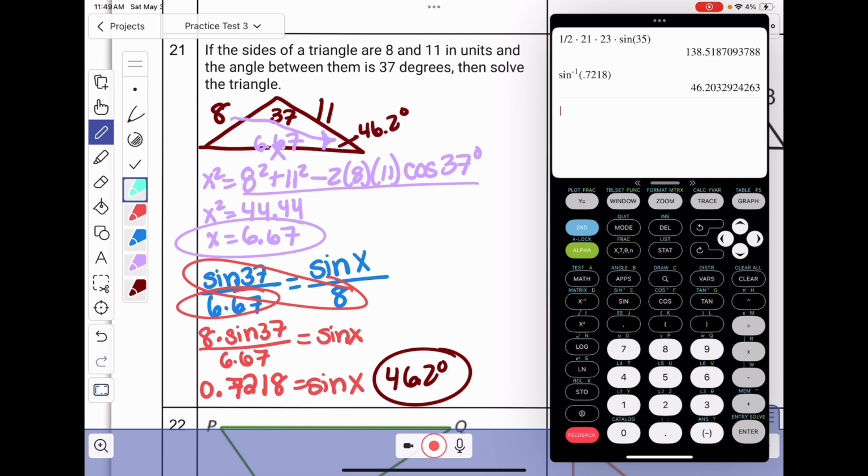And now we know how many degrees are in a triangle. So 180 minus 37 minus 46.2 is 96.8 degrees. That's this one.